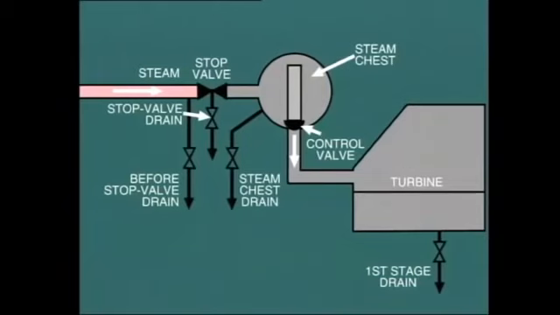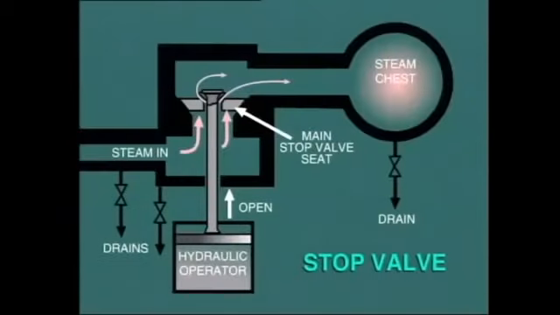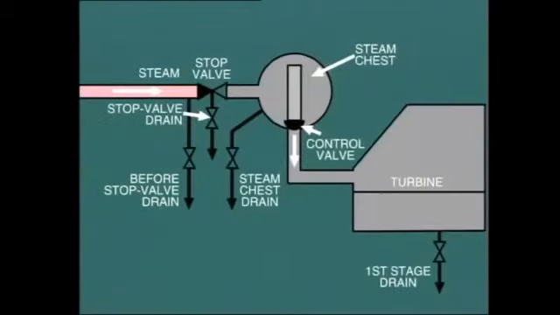Once the main steam line is charged to full boiler pressure, it is now time to charge the steam chest by opening the turbine stop valve. Most modern stop valves are equipped with an internal bypass which allows a small flow of steam to enter the steam chest in order to raise the metal temperature at a controlled rate. Of course, the stop valve drains will be retained fully open during this maneuver.